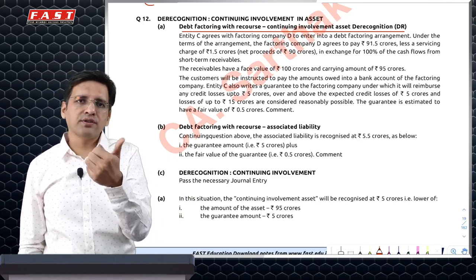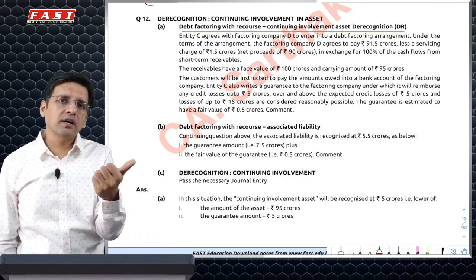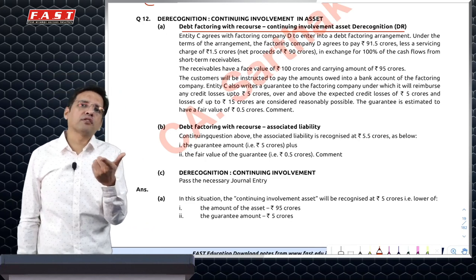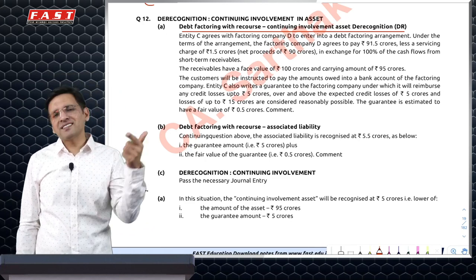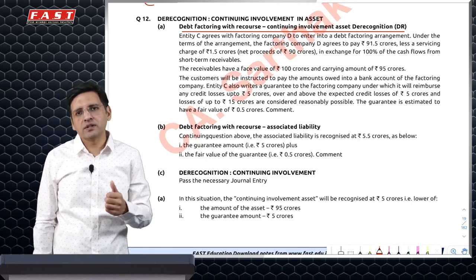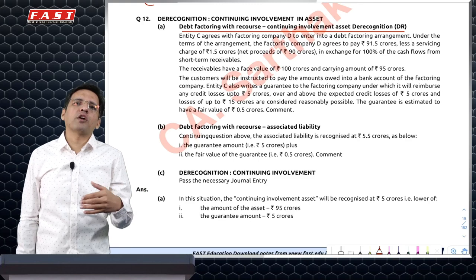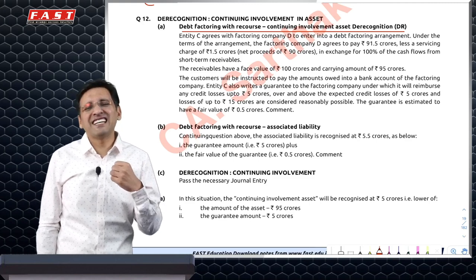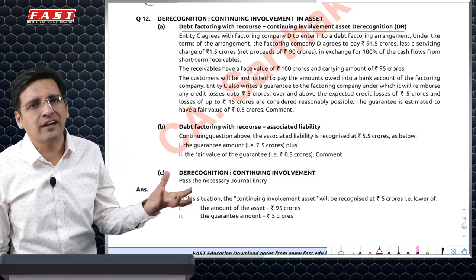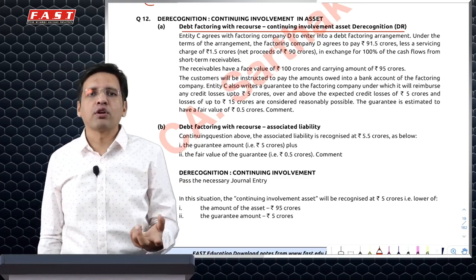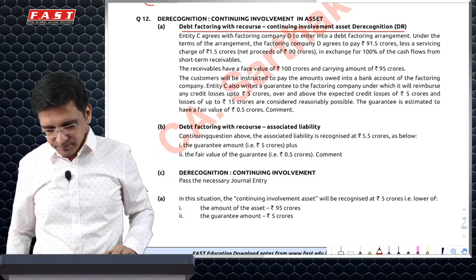You first derecognize your asset because you've lost control over it. But whatever is your continuing involvement in that particular asset, you recognize that asset as well as a liability towards it. And if you feel that there could be a possible loss on it, you will also have to recognize the loss, because you have basically given a financial guarantee to the factor that loss to the extent of 20 I would recoup or bear.